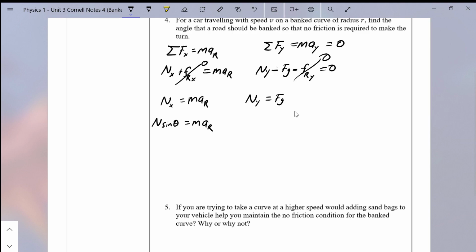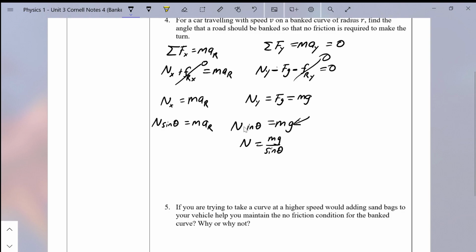So the final result is that N_y is equal to our force of gravity, which is m times g. And N_y is N times sine theta. That is equal to mg. If I solve this equation here for N, I get N is equal to mg over theta.